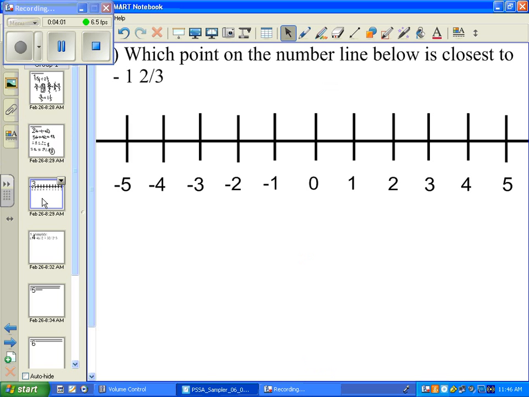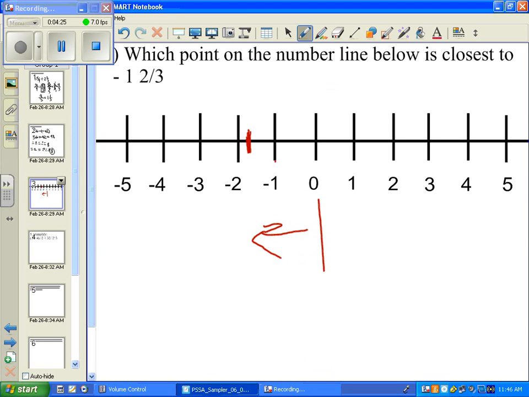We're going to be looking at this one, which point in the number line below is closest to negative 1 2/3. So we have this number line at 0. We go to this way, we're going negative. So we go negative 1 2/3.